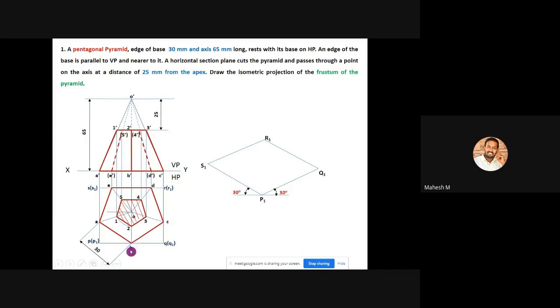Okay, so the next point is B. Where is it situated? Roll number 29.